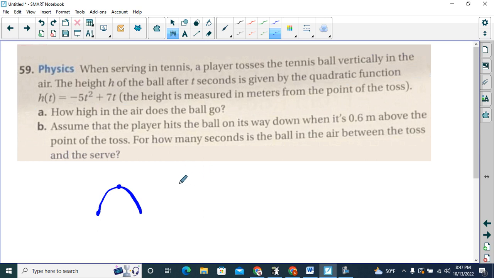The vertex can be found by negative b over 2a, giving me negative 7 divided by negative 10, which is 0.7. Remember, this is the x value of the vertex, or in this case, the t value of the vertex. So that is a time measured in seconds.